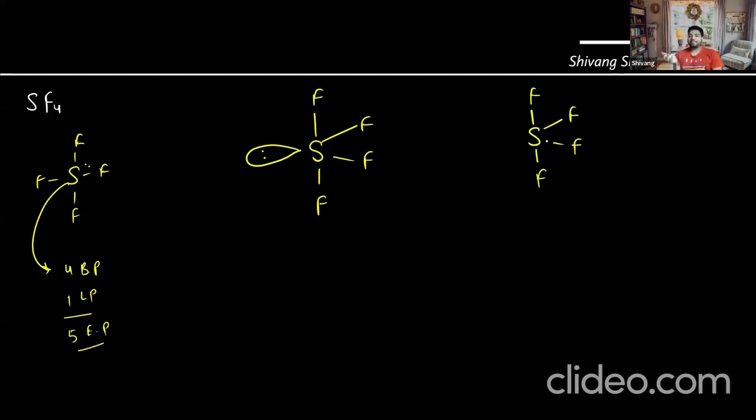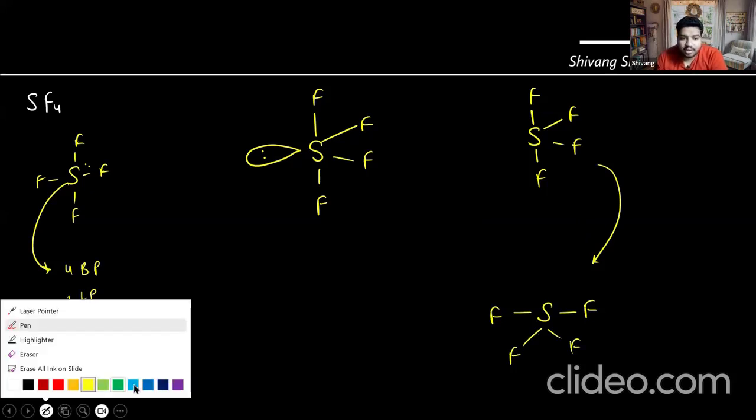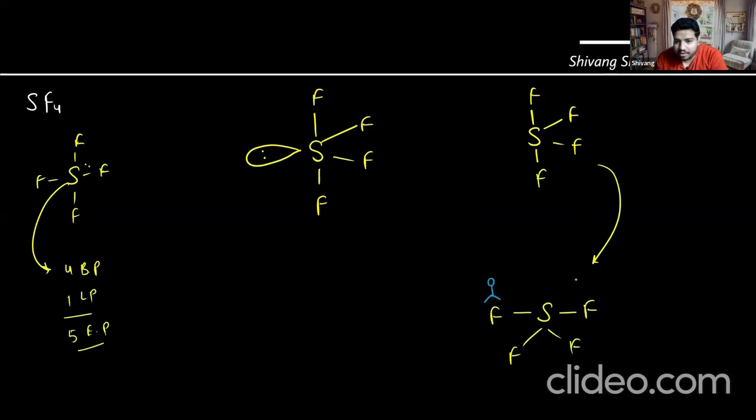Now, how does it look? That's a very interesting thing to understand here. To understand what it looks like, you have to rotate it, okay? So S, F, F, F, and F. What does it look like? Students, I think you all might have seen this in parks and amusement areas where kids play, and they do this up and down thing. This is called a seesaw. So SF4 is a seesaw-shaped molecule, okay?